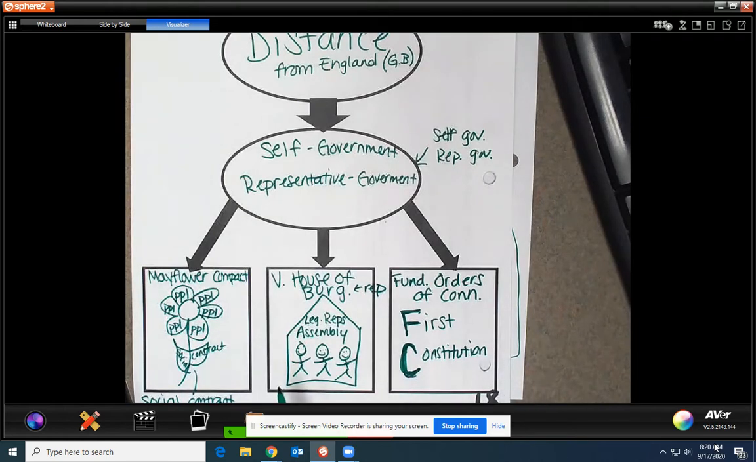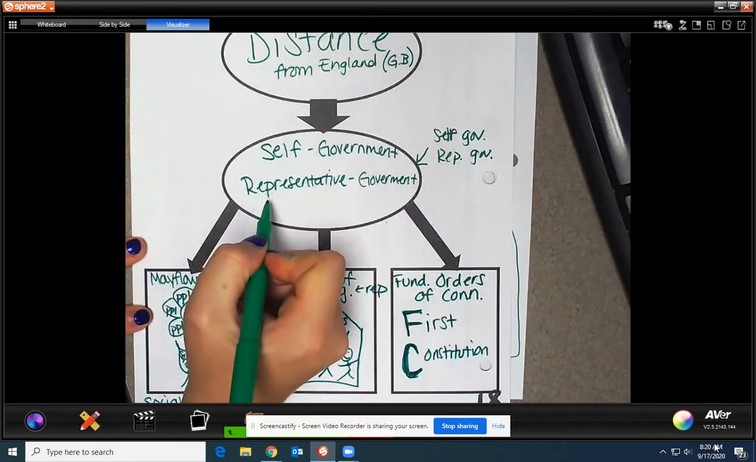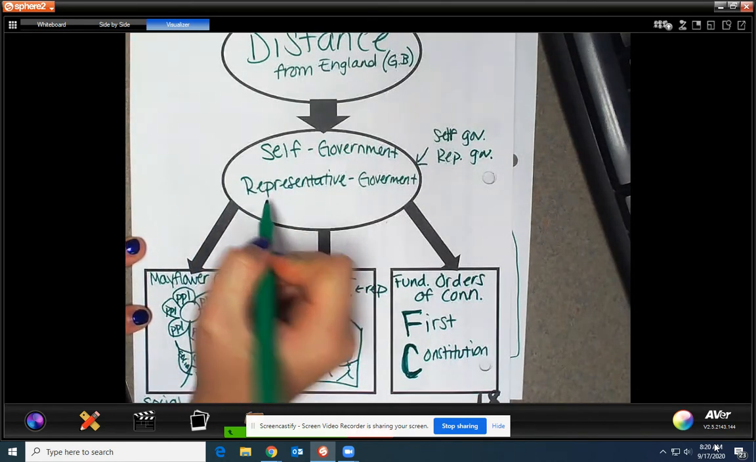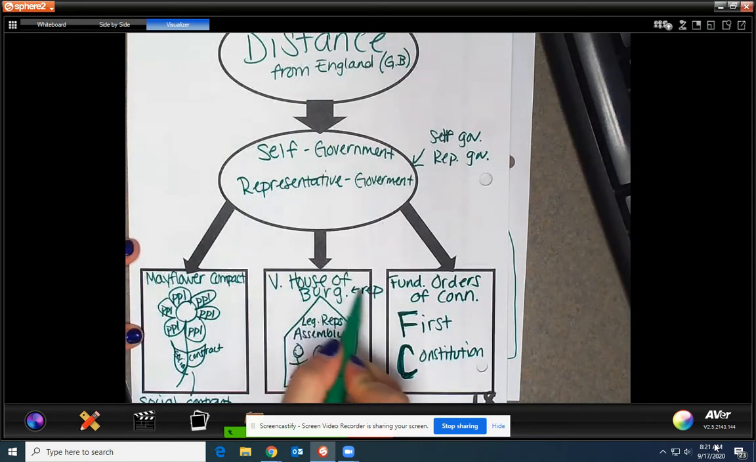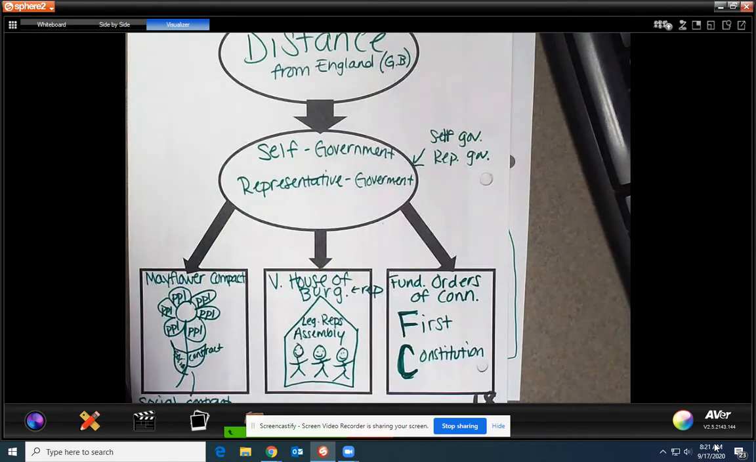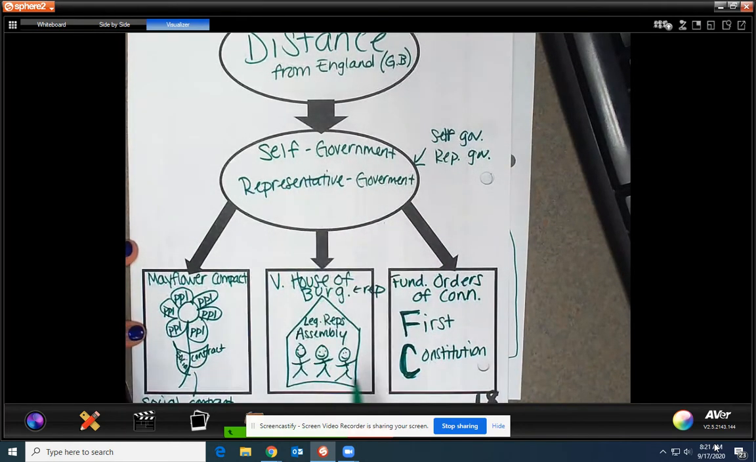Here's the deal. Any test question about the Mayflower Compact, if in the answer choice it says self-gov or rep-gov, it's the answer, circle it. Every single time. I promise I'm not lying. If the question has anything about the Virginia House of Burgesses and it says self-gov or rep-gov in the answer, it's the answer, circle it. You don't even have to think, just circle it. If it's talking about the Fundamental Orders of Connecticut and the answer says self-gov or rep-gov, guess what?